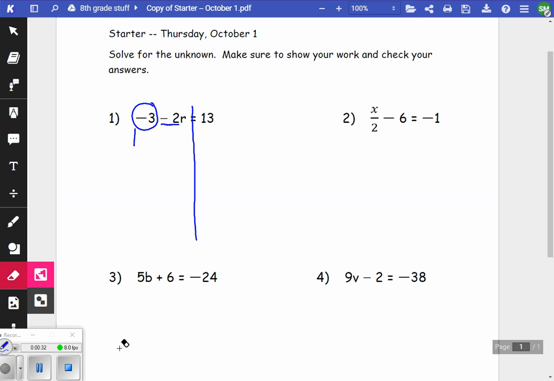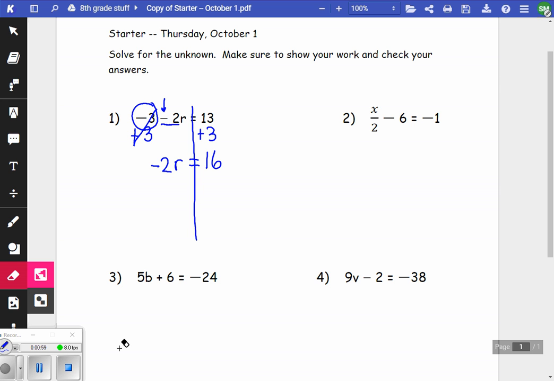And whatever I do to one side to change the value, I must do on the other side of the line. -3 plus 3 is 0. That's why I did that, because that goes away. And what I have left here is -2r. Make sure you don't lose that negative. That's why I made sure to underline it. And that equals 13 plus 3, which is 16.